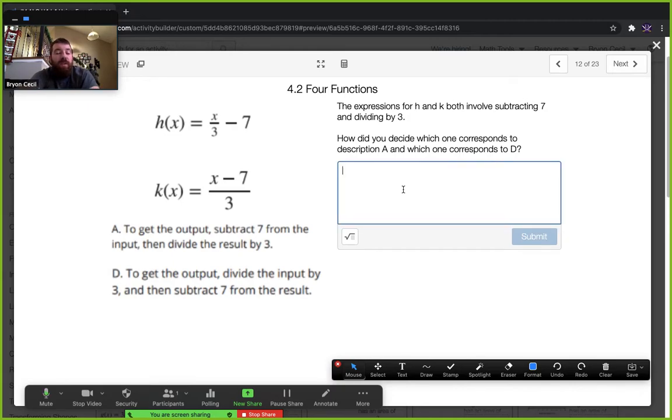So we did really describe it there, so that just means that h of x corresponds with description, let's see which one, D. We're going to divide the input by 3 first.